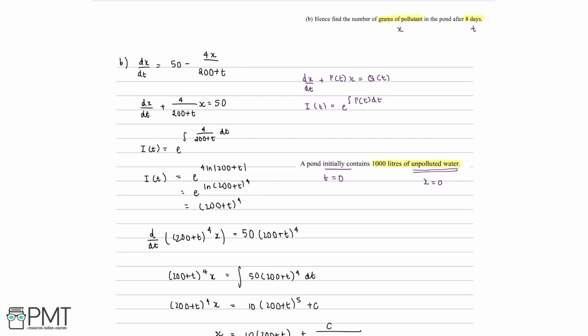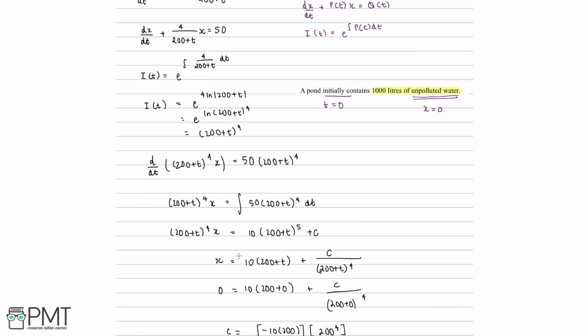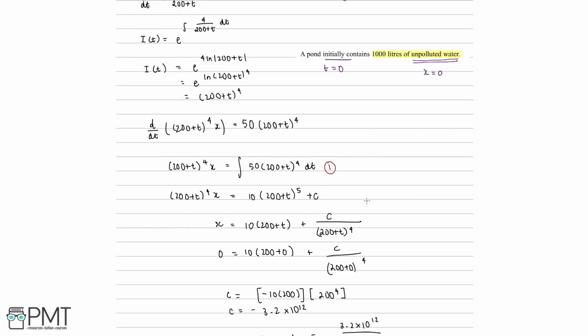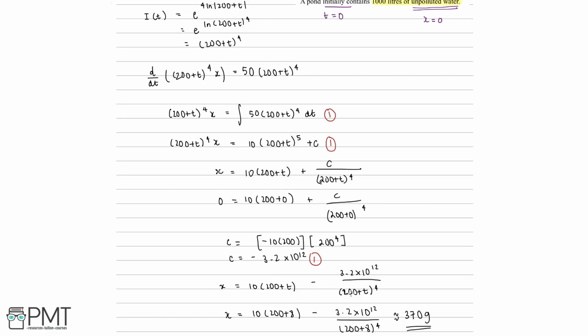For part B, you get a method mark for calculating the integrating factor and putting it in this form. You get another mark for actually integrating the right-hand side. You get yet another mark for using our initial conditions in order to calculate the value of c. You get another mark for plugging in our value of 8 into our equation, and you get a final accuracy mark for arriving at the correct answer.